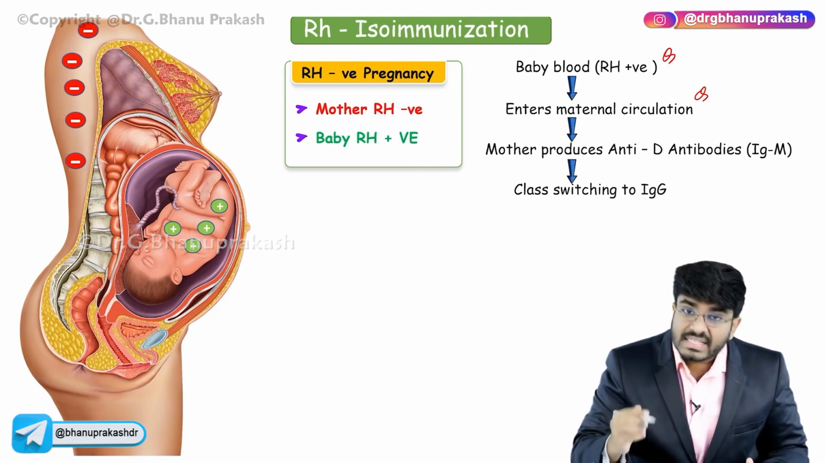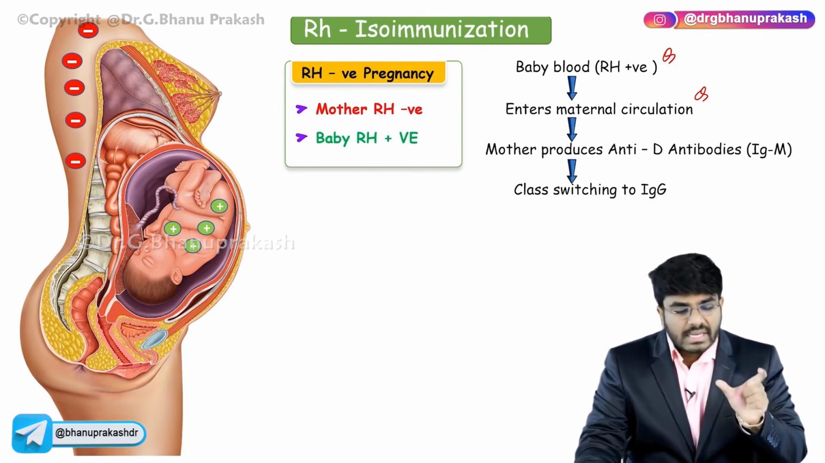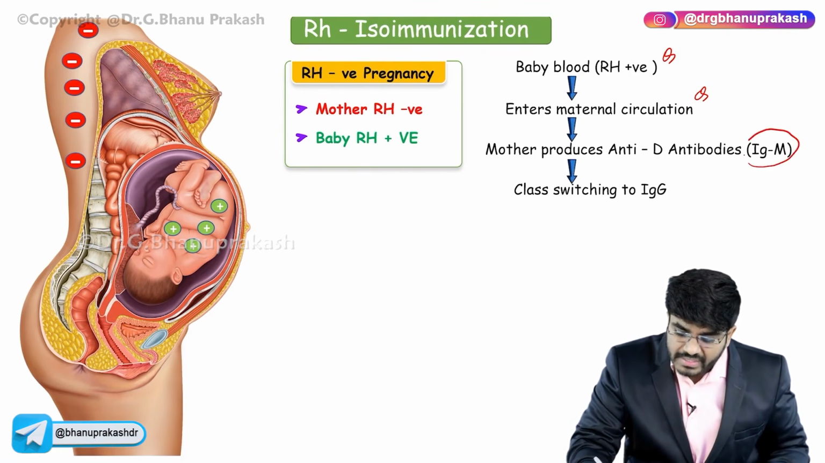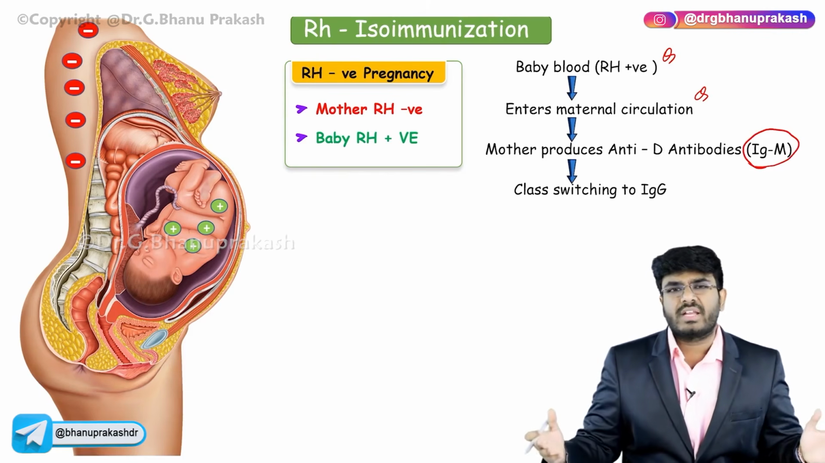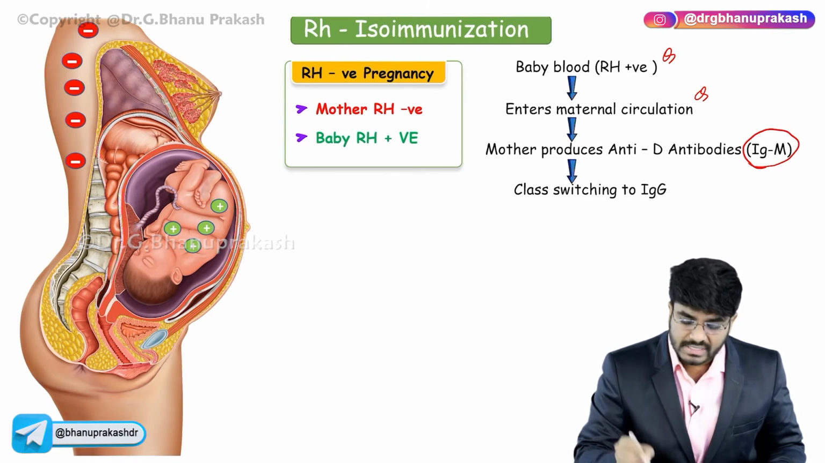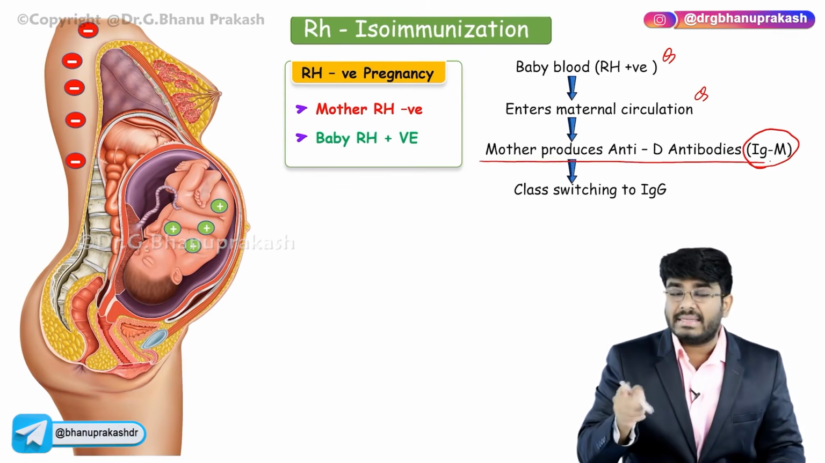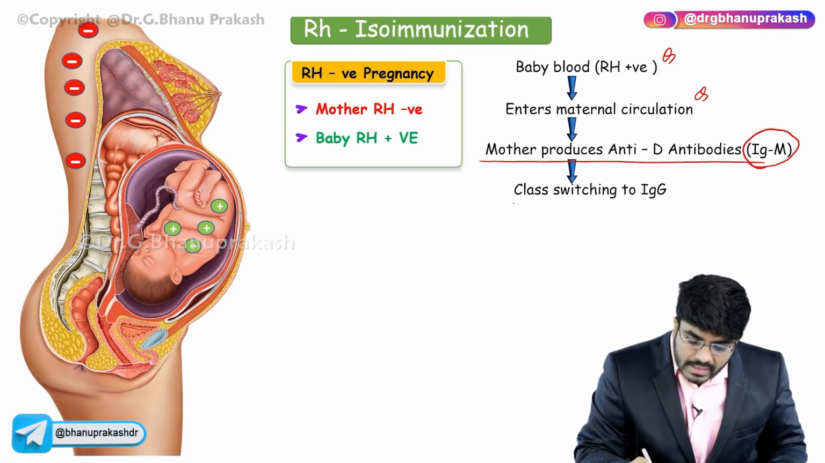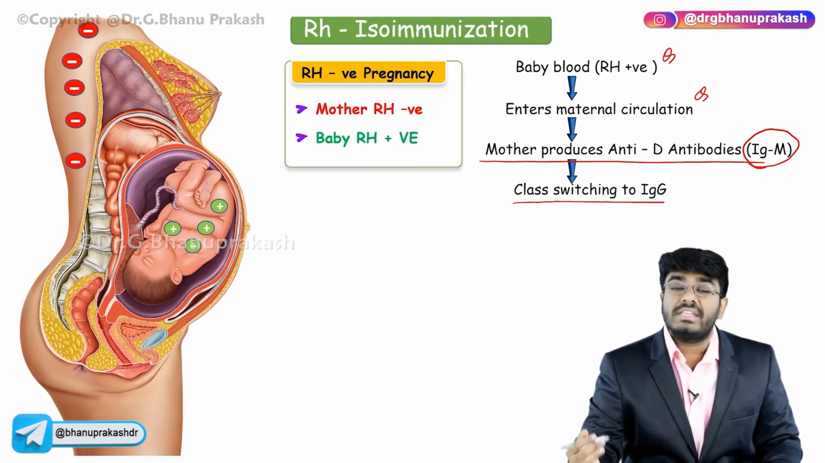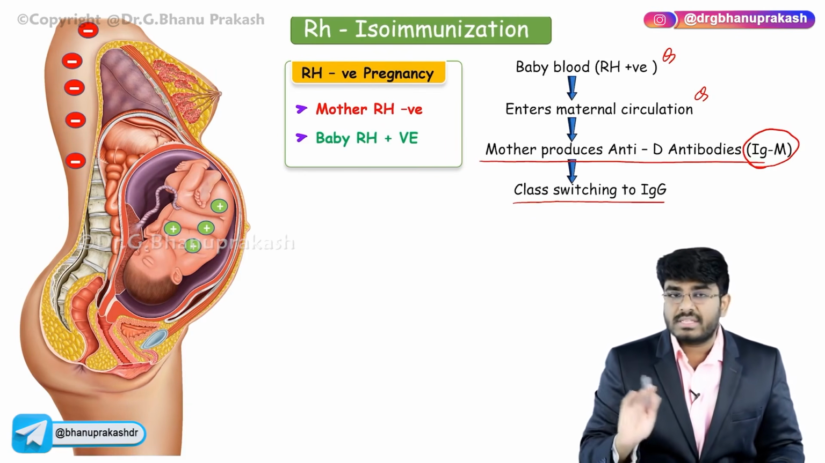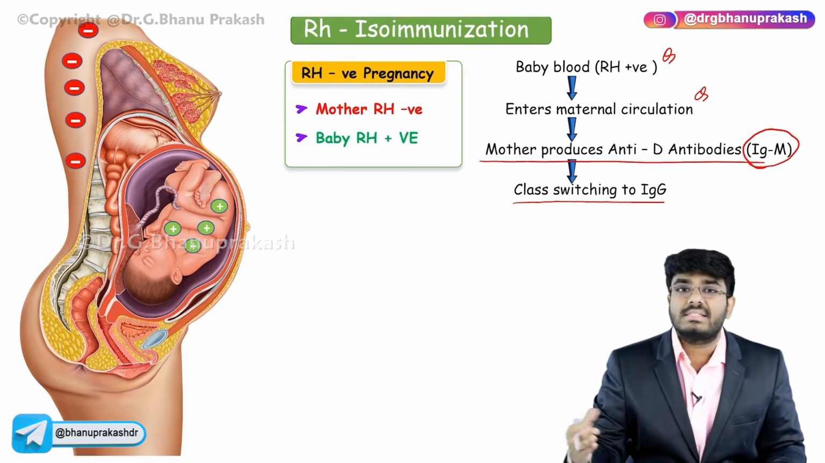Now, these anti-D antibodies, initially whatever is produced, are of the IgM variety. We all know that there are different types of immunoglobulins, right? GAMED types. At the beginning, mother is going to produce anti-D antibodies of the IgM type. Then these anti-D antibodies will undergo class switching to the IgG type. So why is this important? These IgM antibodies don't have the capability to cross the placenta.